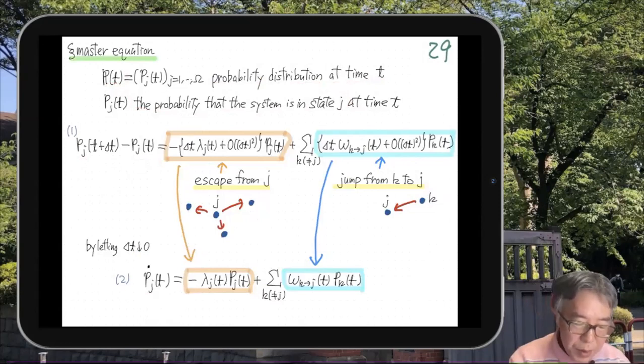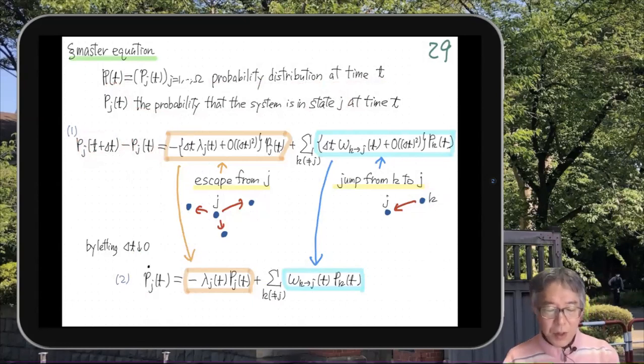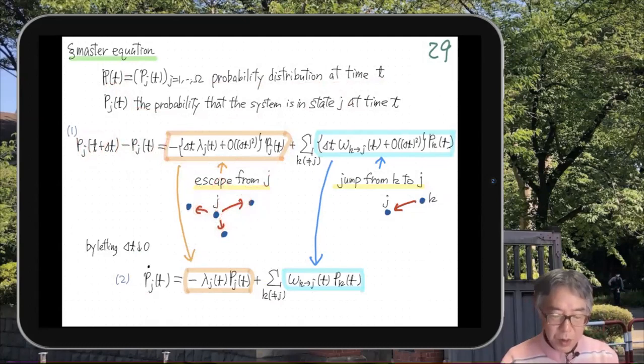So this is the probability that the system is in state j at time t plus delta t. And of course, this is the probability that the system is in state j at time t. Now if you think about the difference, the first difference comes from the escape from j. Initially, you are at j, but within this small amount of time delta t, you somehow get out of j and jump to your neighboring states. And this effect is given by this.